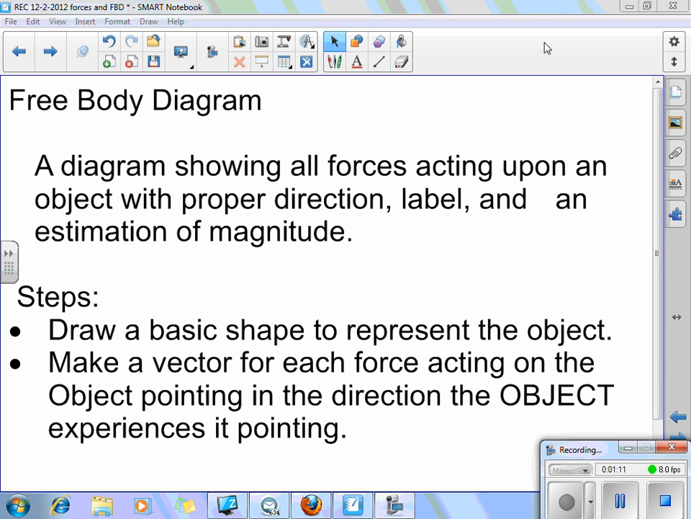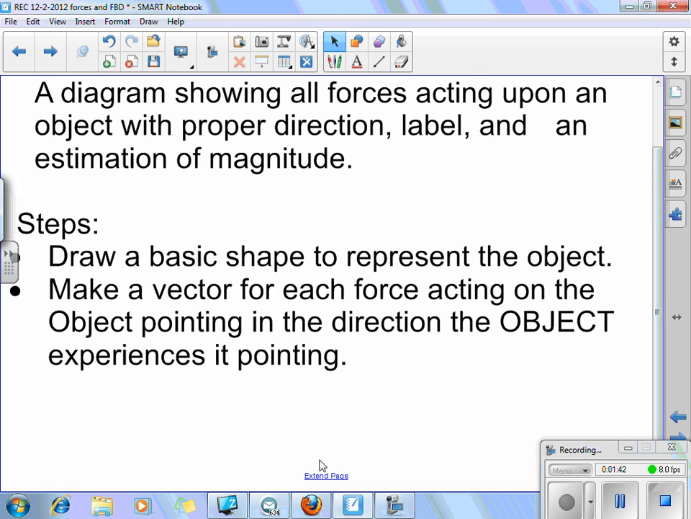A free body diagram is a diagram that shows all forces acting upon an object with their proper direction, label, and an estimation of their magnitude. In other words, when you draw the vector, you want to kind of show how strong the force is. If it's a very weak force, the arrow should be small. If it's a very strong force, it should be very large. So the steps to do this are very simple. You just draw a basic shape to represent the object and then make a vector for each force acting on the object, pointing in the direction the object would experience the force pointing.